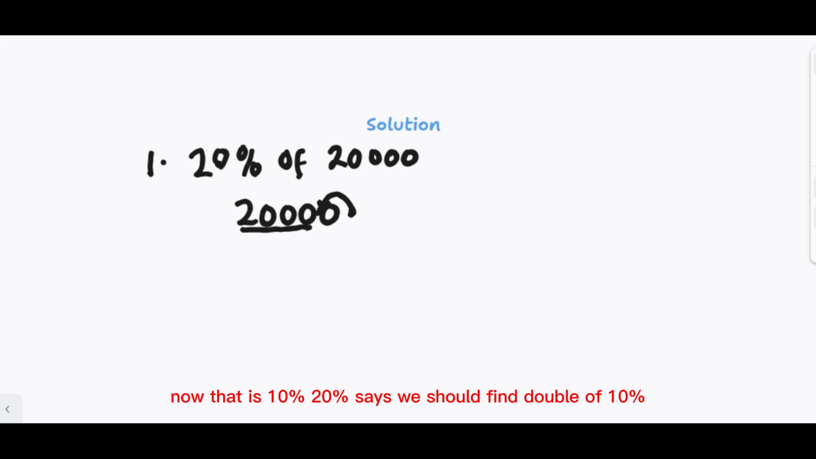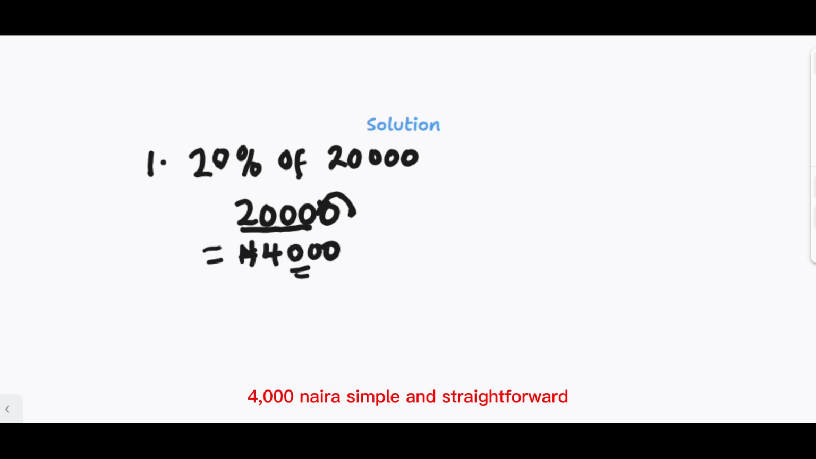20% says we should find double of 10%. So what is double of 2,000? Double of 2,000 is simply what? 4,000 naira. Simple and straightforward.